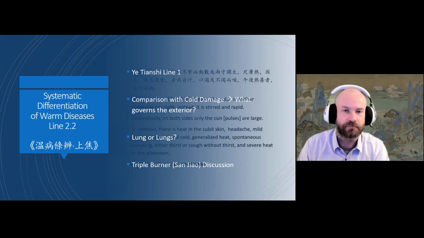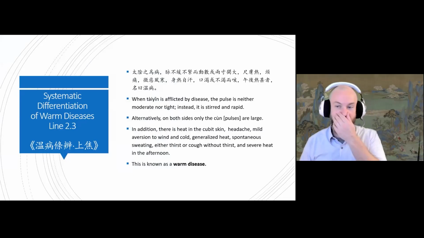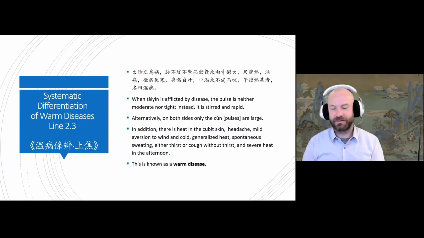But okay, so what is warm disease actually? Line 2.3 states that when Tai Yin is afflicted by disease, the pulse is neither moderate nor tight. Instead, it is stirred and rapid. Alternatively, on both sides, only the Chun pulses are large. In addition, there is heat in the cubit skin, that's the forearm, headache, mild aversion to wind and cold, generalized heat, spontaneous sweating, either thirst or cough without thirst, and severe heat in the afternoon. This is warm disease.